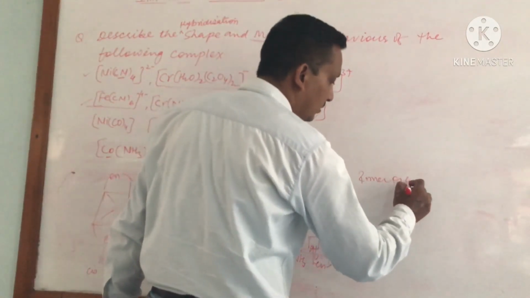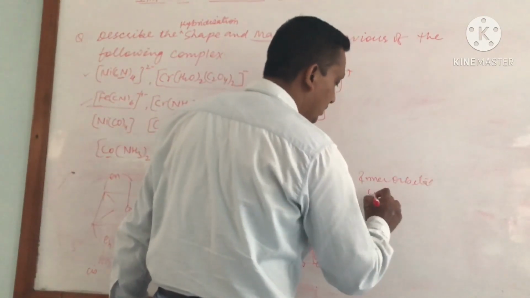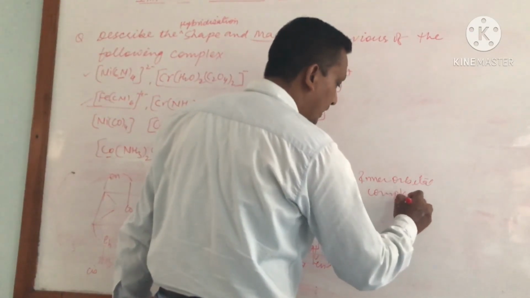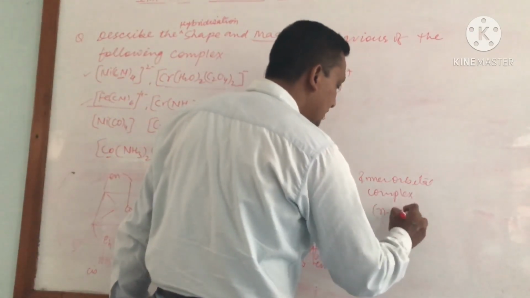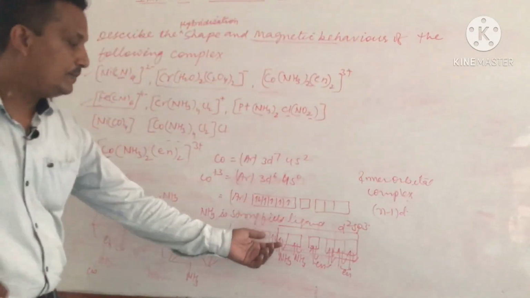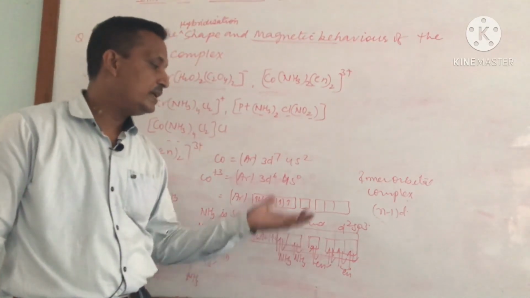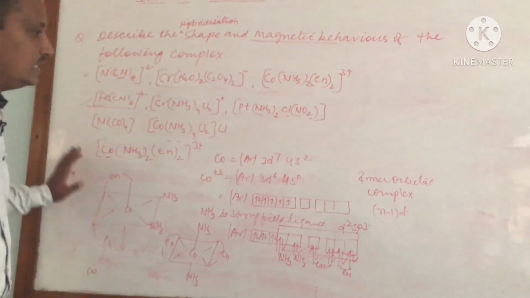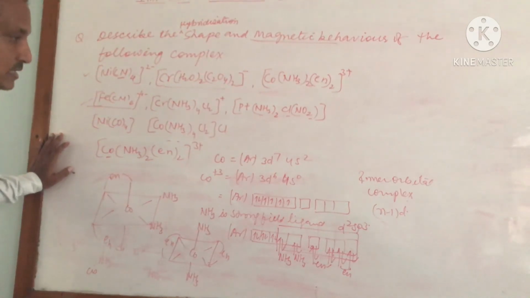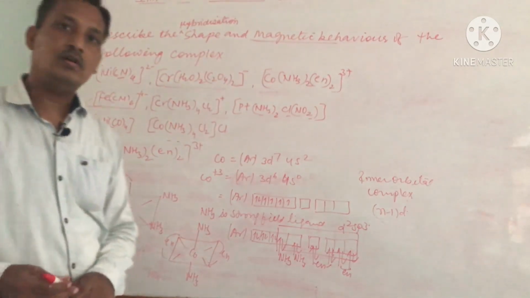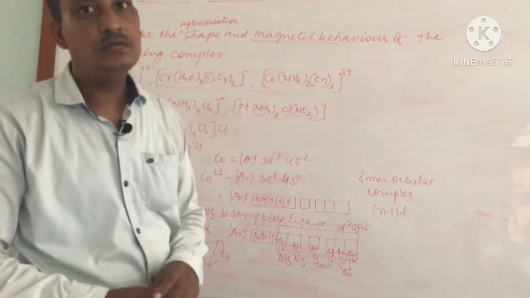Why inner orbital complex? Because the (n-1) d subshell participates in hybridization, the inner d orbitals participate in hybridization, therefore it is an inner orbital complex. So that's all for the coordination compounds.